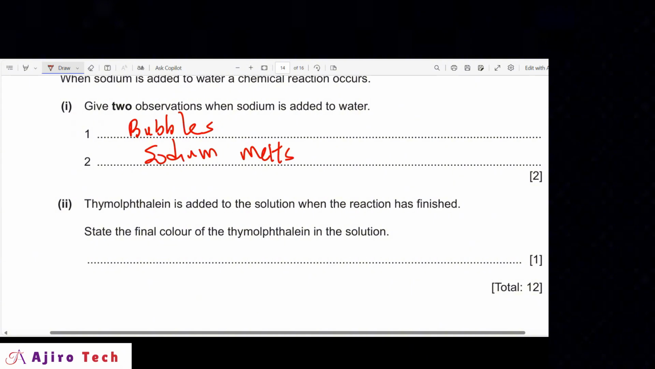And then finally, phenolphthalein is added to the solution when the reaction has finished. So what is the final color of phenolphthalein in the solution? Now remember that when sodium is added to water, we're going to have sodium hydroxide and hydrogen gas produced. Sodium hydroxide is a basic solution. So when you add phenolphthalein to a basic or alkaline solution, you're supposed to have a blue color.